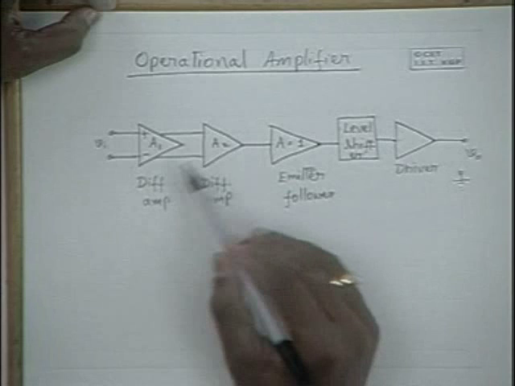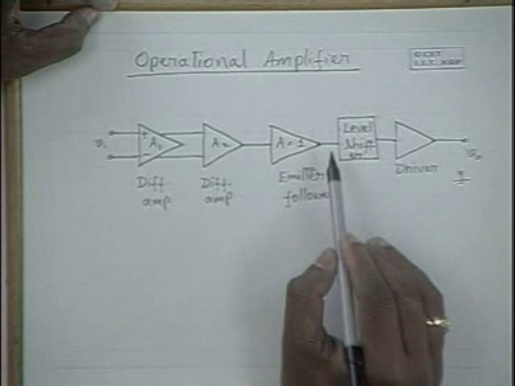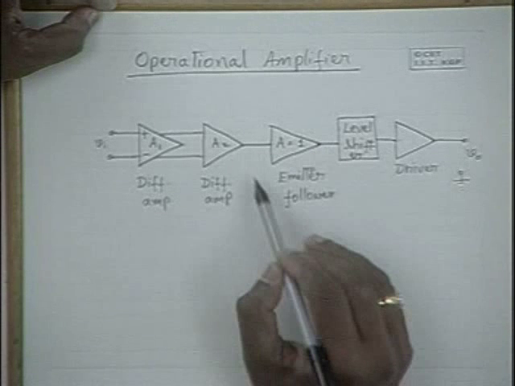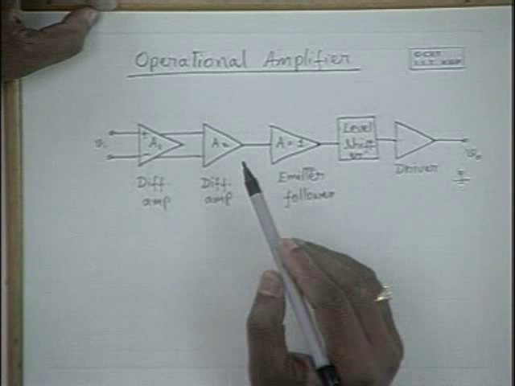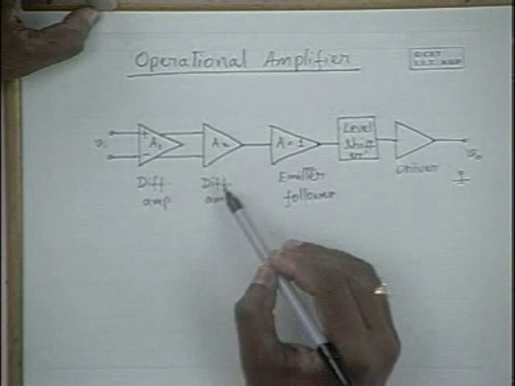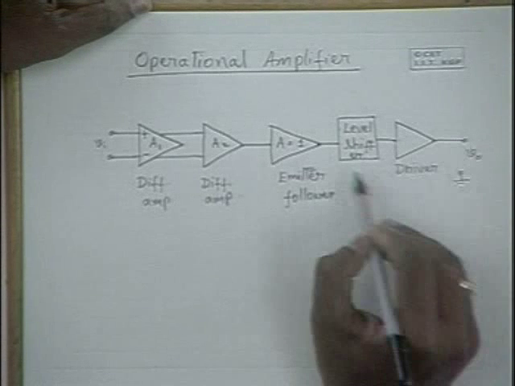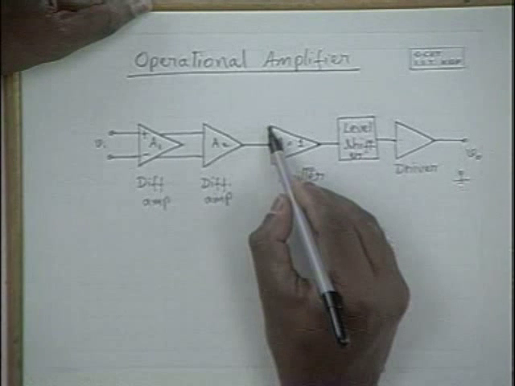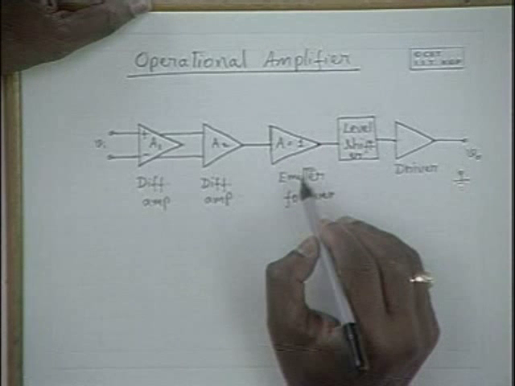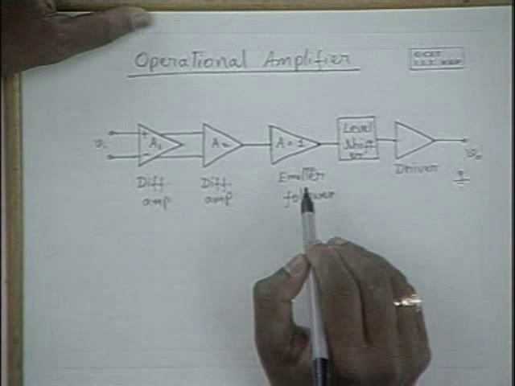And after this differential amplification also, we need to make the circuit, since this circuit has some amplification and it should not be loaded by the level shifter and driver, so we need a high input impedance amplifier here. Again, an emitter follower or common collector amplifier can do the job.